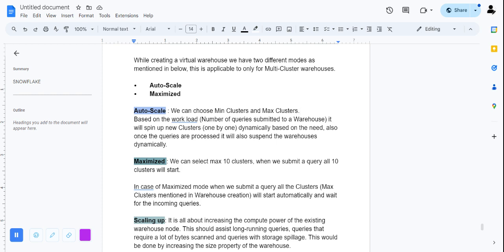Also, once the queries are processed, the warehouse will be suspended dynamically.